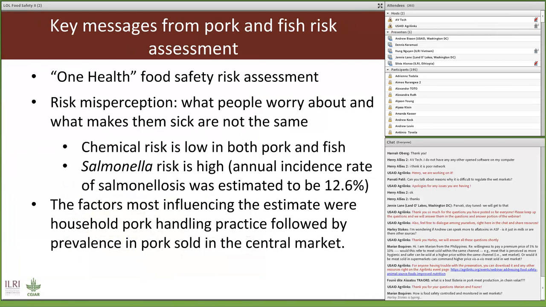So, to summarize from these two case studies on pork and fish, we think that combining these different disciplines to work on risk assessment is important. This is basically so-called One Health. We have an issue of risk misperception: what people worry about is not necessarily what makes them sick, in the case of microbial and chemical hazards in our study of pork and fish. And we could also identify the factors influencing the risk most, so that it can lead to interventions to reduce the risk.